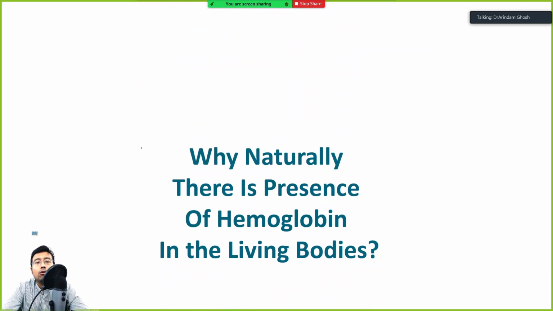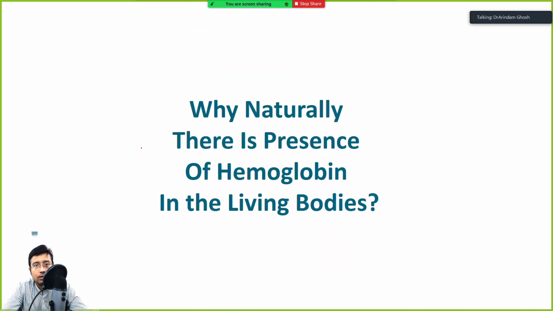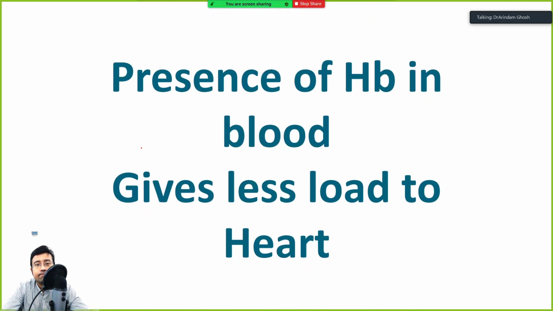What if hemoglobin was not there? I mean, why did nature at all make this hemoglobin? I already gave you the answer. Okay, the reason being, presence of hemoglobin in blood gives less load to the heart. Okay, what is this? This can be asked as an explain why type of question, even in physiology. Okay, so presence of hemoglobin in blood gives less load to the heart.